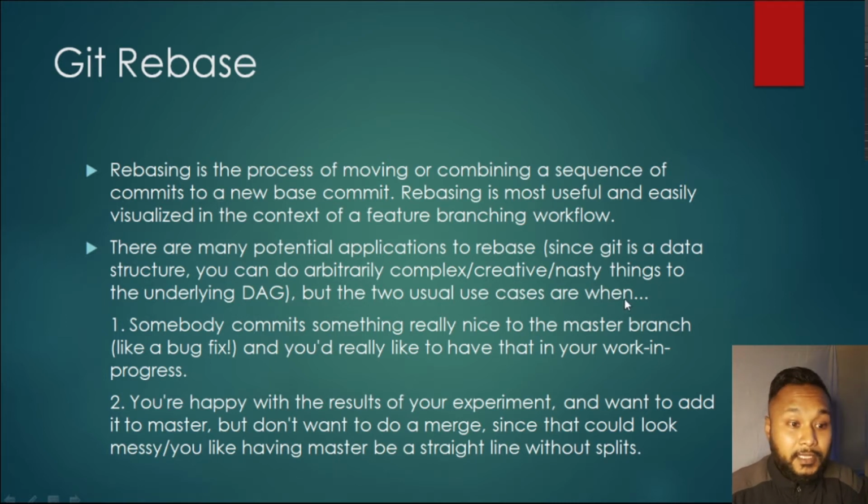So basically, when do we want to use Git Rebase the most? Somebody commits something really nice to the master branch, like a bug fix, and you'd really like to have that in your work in progress. That's one time. And you're happy with the results of your experiment and want to add it to master, but you don't want to merge since that could look messy. You like having master be a straight line without splits.